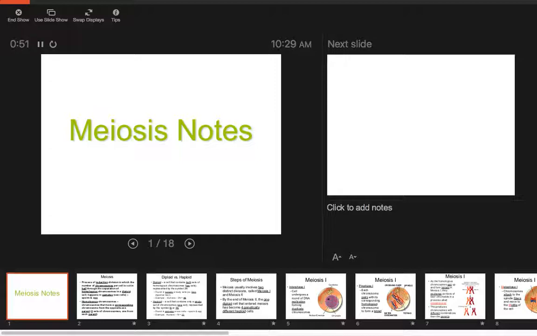So when we're talking about this process today that is meiosis, that is how we get more sex cells, we're talking about all sexually reproducing organisms. So any organism that reproduces sexually will use this process of meiosis. That includes plants. Some of you right now are blown away: plants reproduce sexually?